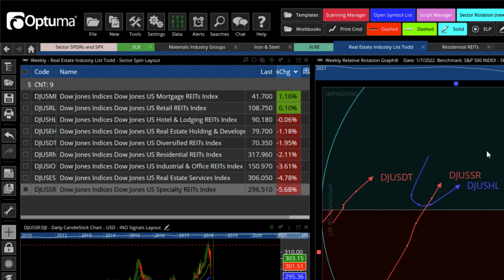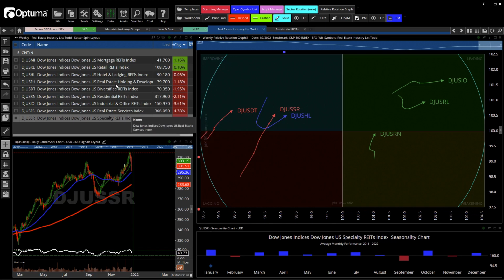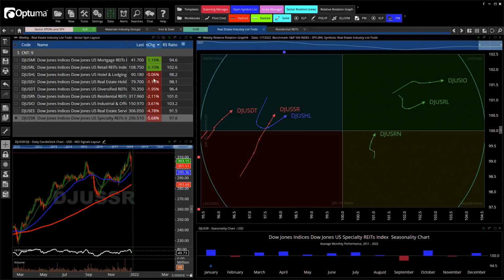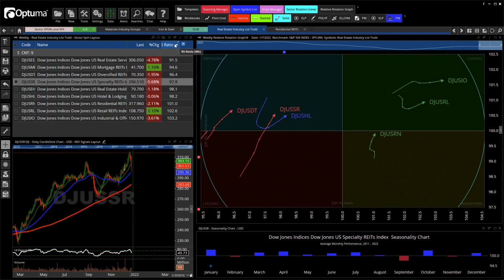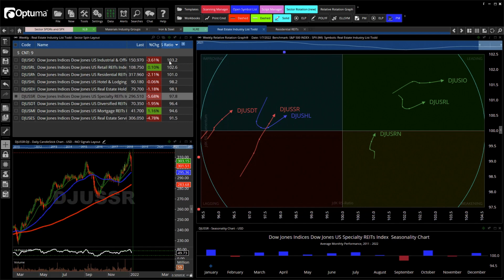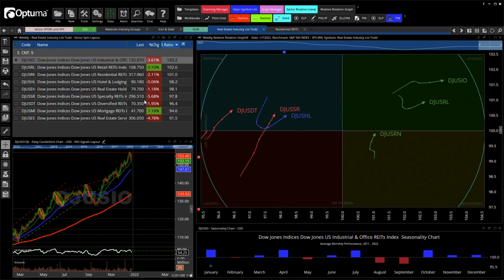if we pick one that we like, then we can go in and pull the list of stocks that are in each one of these groups. Now, this is sorted by percent price change this week. Let me resort it by relative strength. Okay, so the one that's the highest relative strength currently is this industrial and office one.